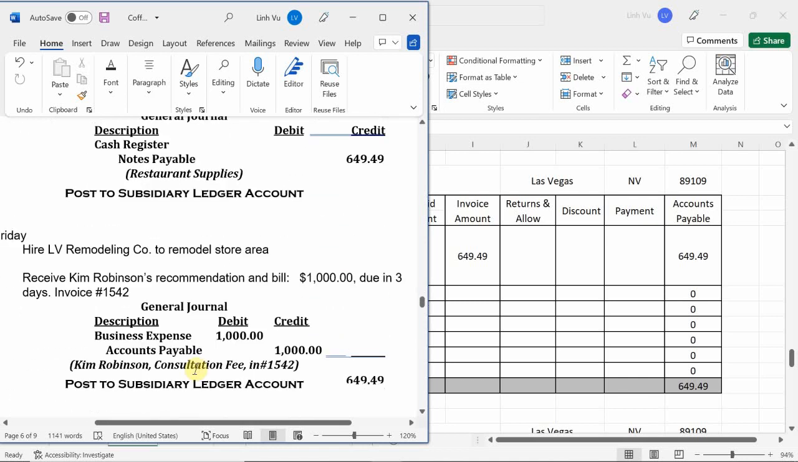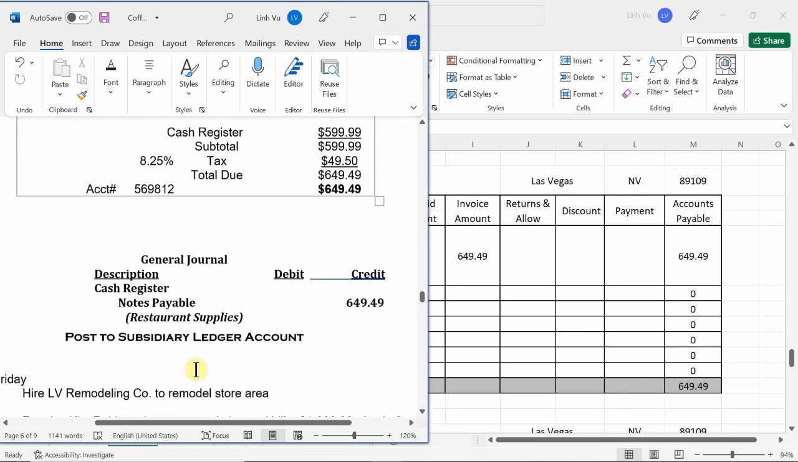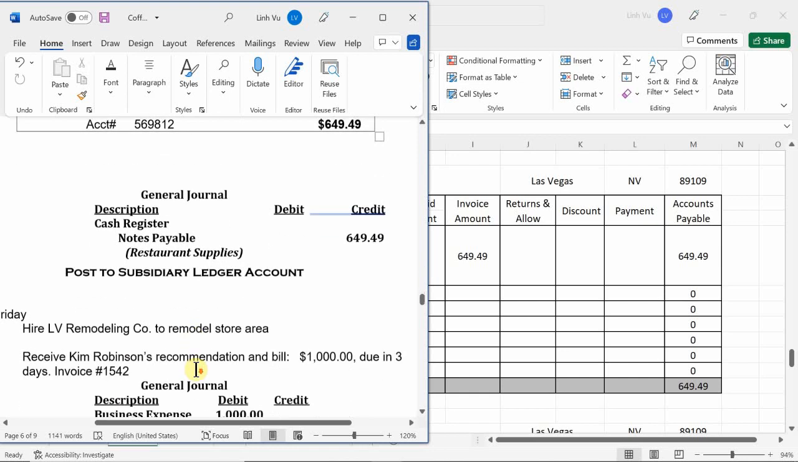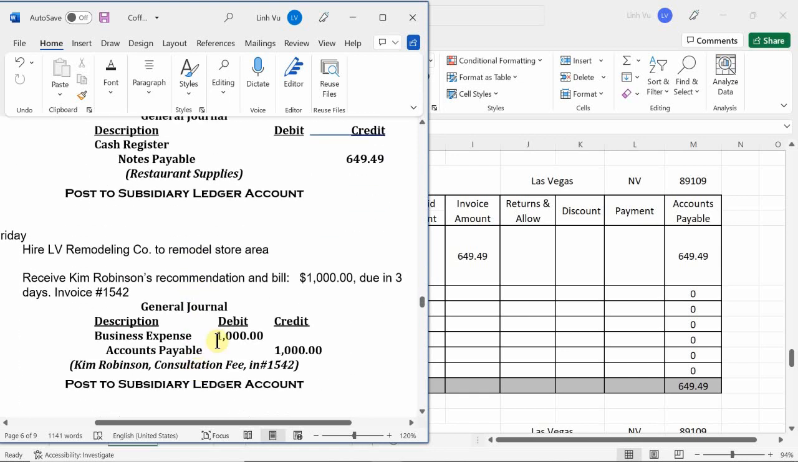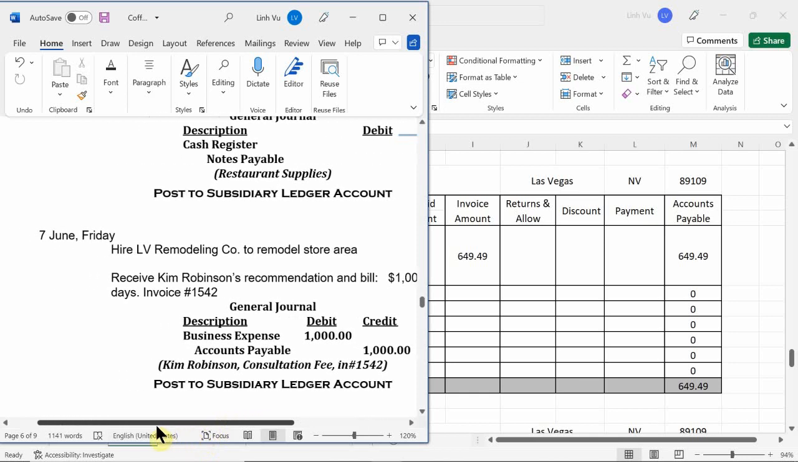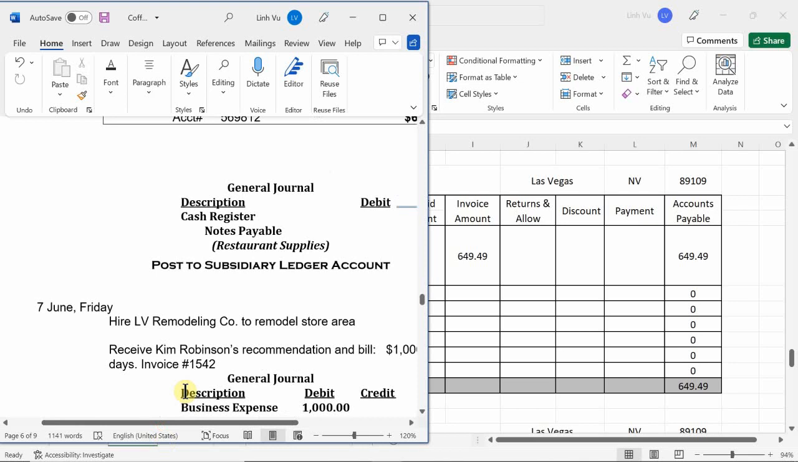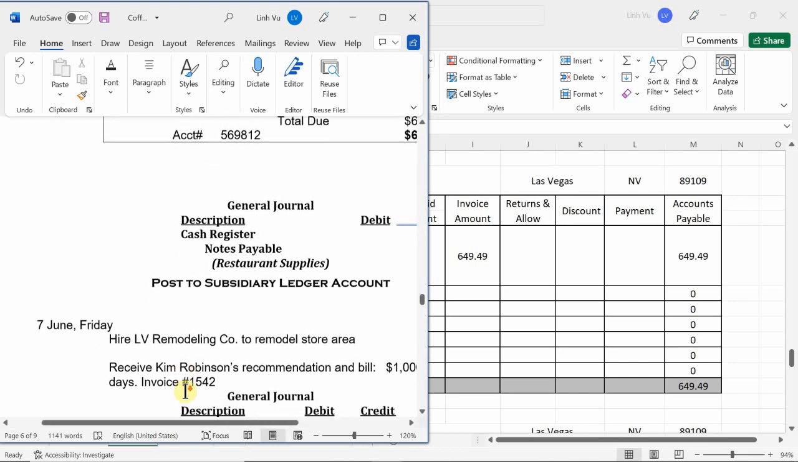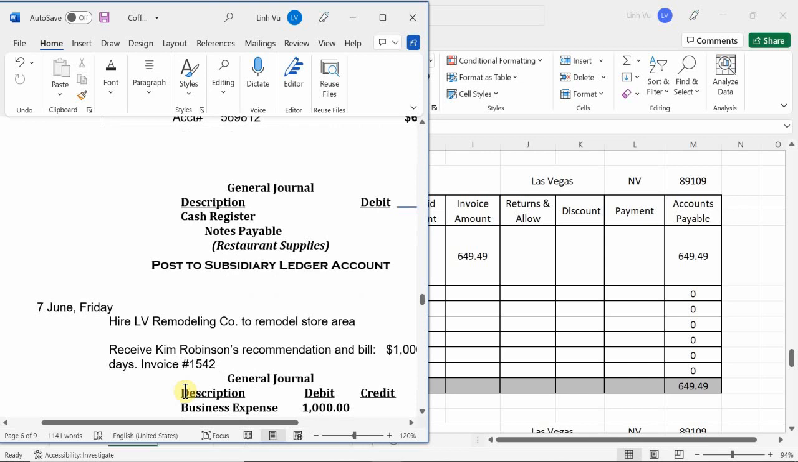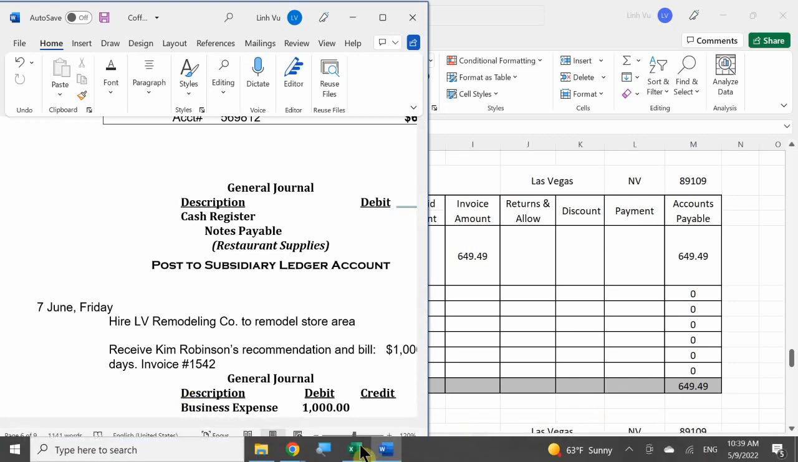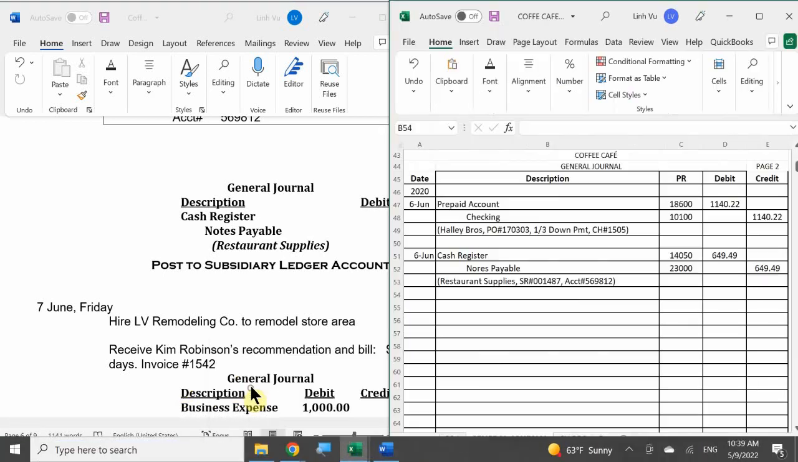Okay, so I purchased my cash register for the $649. Let's see what is next. Okay. Next we have is the next day. So it is now Friday, June 7. We end up hiring LV Remodeling Company to remodel the store area. Do I need to journalize this transaction?